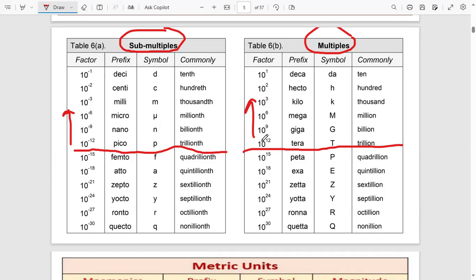The units for those quantities that are measured by those units can be changed or converted to a unit that is bigger. If the unit is bigger, it means we're talking about multiples. If the unit is smaller, it means we're talking about sub-multiples.